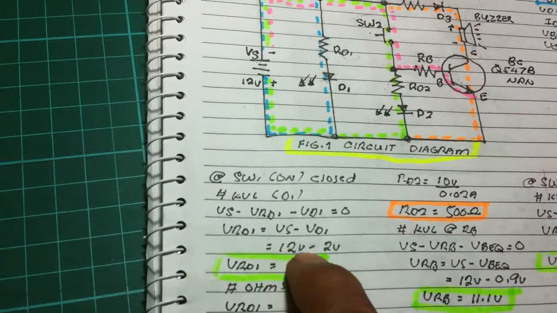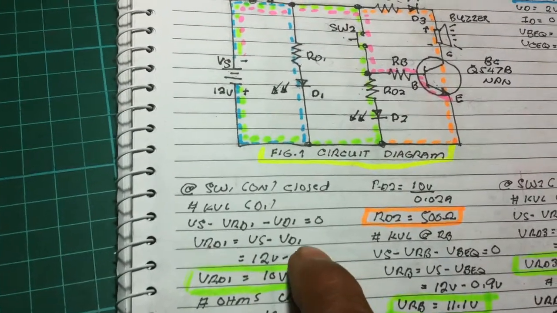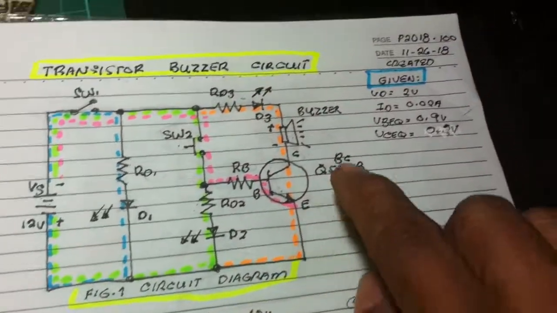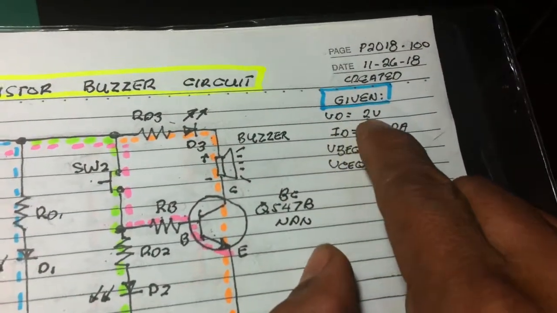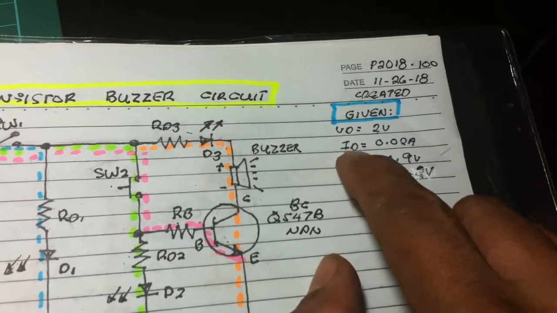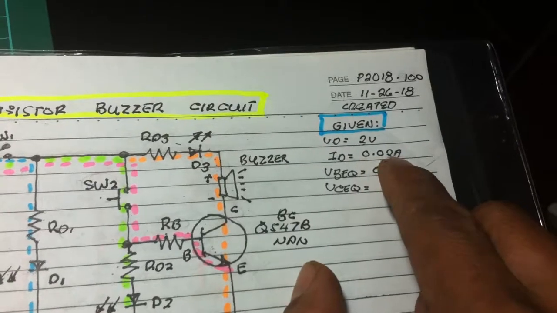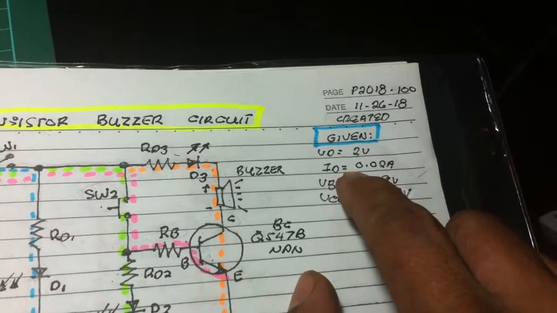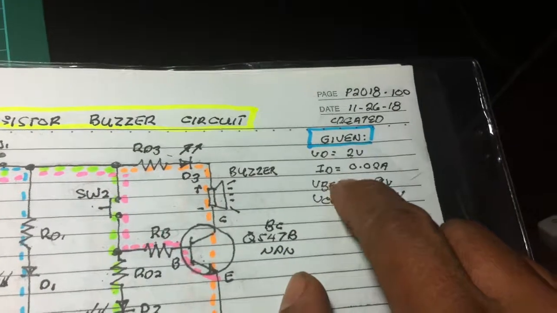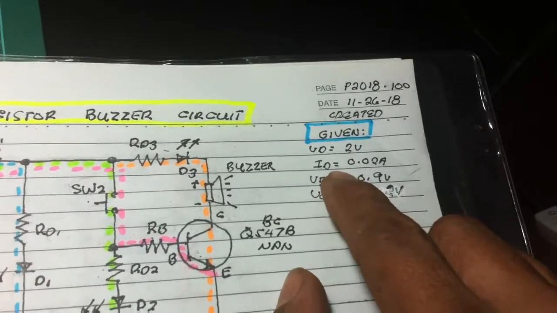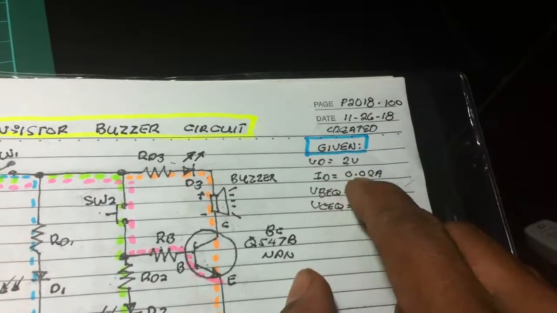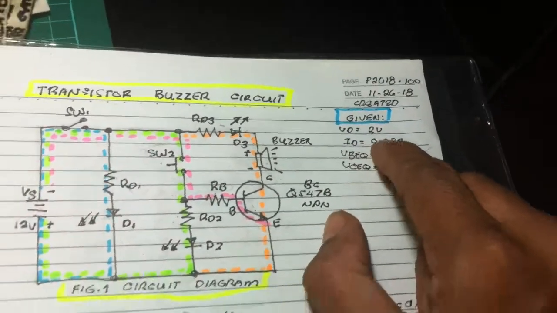Transposition, substitution. Since we have the voltage rating of the diode, I'm using 2 volts for the voltage rating of the diode and the current rating of the diode, 0.02 ampere. This is a standard value for computing the diode, the LED, to turn on the LED. This is according to the data sheet of the LED.